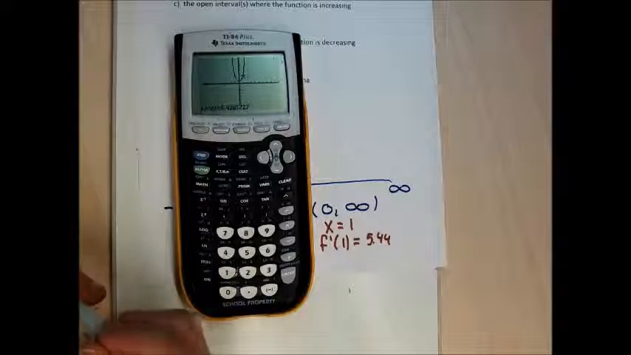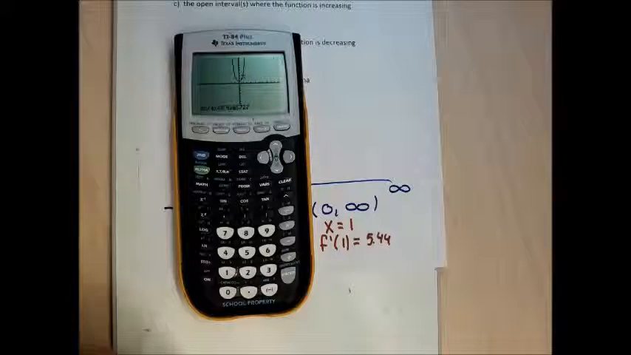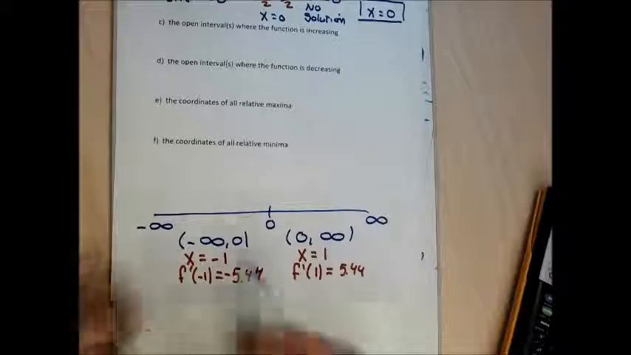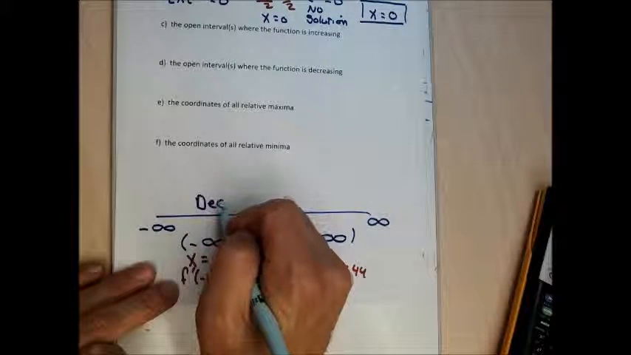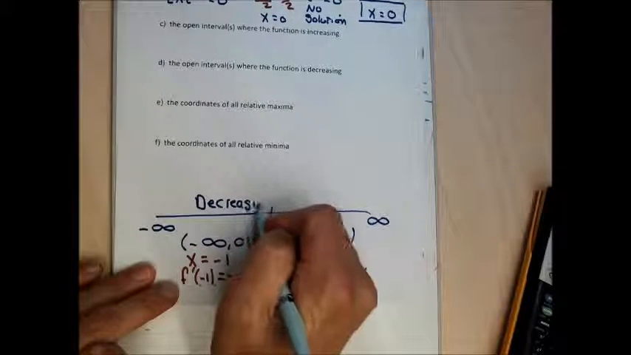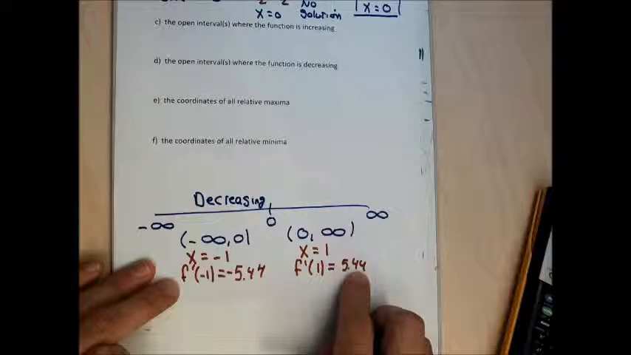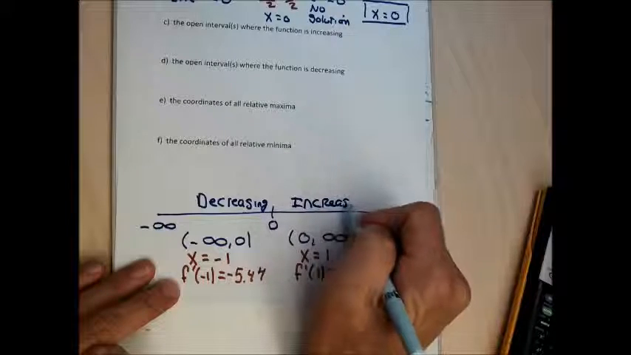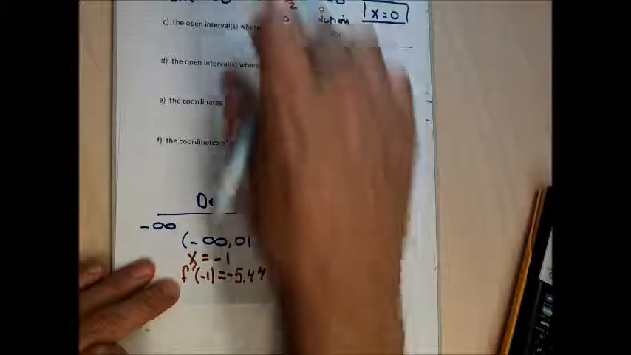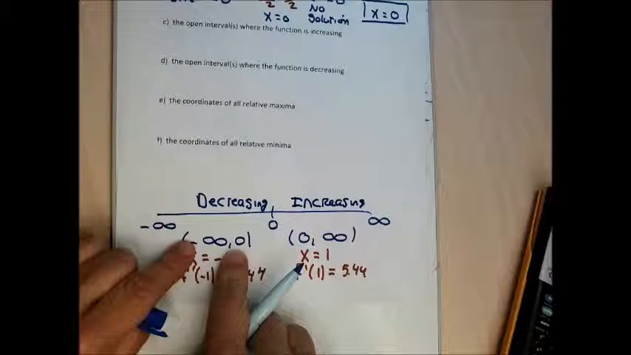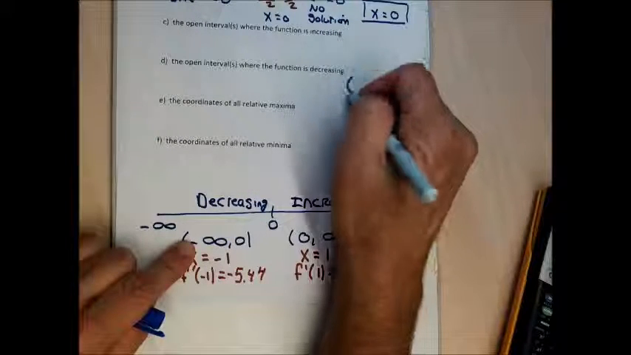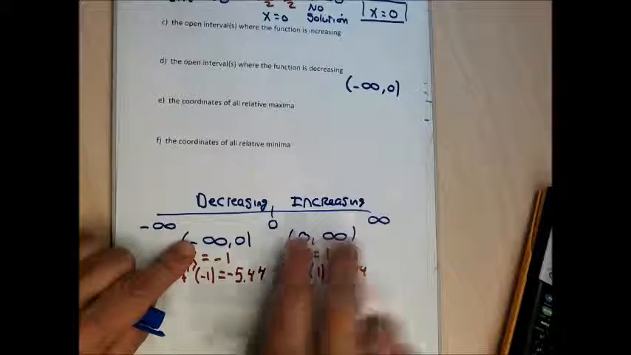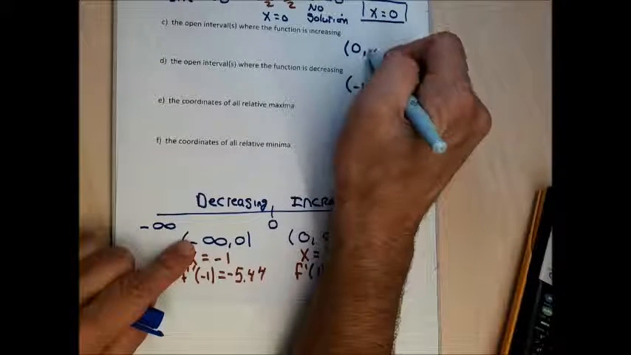Again, the number itself is kind of irrelevant. It's just the sign of the number that's important. So in the first interval, because I got a negative, the graph is decreasing. In the second interval, because my result is positive, the graph is increasing. So now I could write the answers to C and D. For D, the decreasing interval is negative infinity to 0. For C, the increasing interval is 0 to infinity.